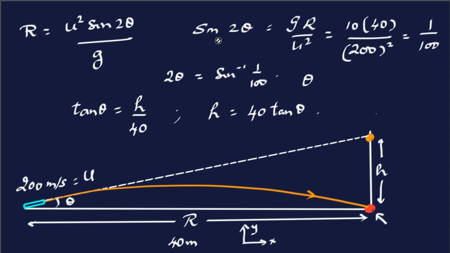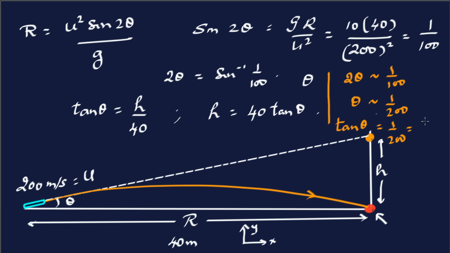So in this problem, notice that sine 2 theta is 1 by 100. So as long as theta is measured in radians, this is very small, so we can assume 2 theta is very small. So if we do that, then sine 2 theta is approximately 2 theta. So 2 theta to an excellent approximation is 1 by 100. And so theta to the same approximation is 1 by 200 in radians. And tan theta is again approximately theta. So that is also equal to 1 by 200.